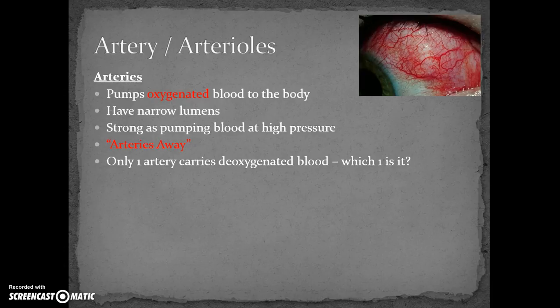Okay, now you're back from pausing the video. Hopefully you've worked out it's the pulmonary artery. The pulmonary artery has to carry deoxygenated blood because it carries blood from the right side of the heart. So you should remember from last week, the right side of the heart is always to do with deoxygenated blood.